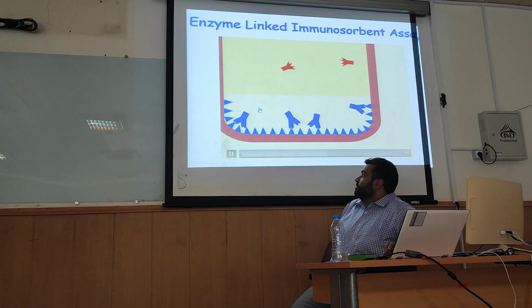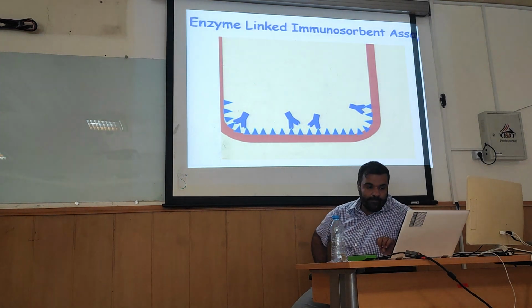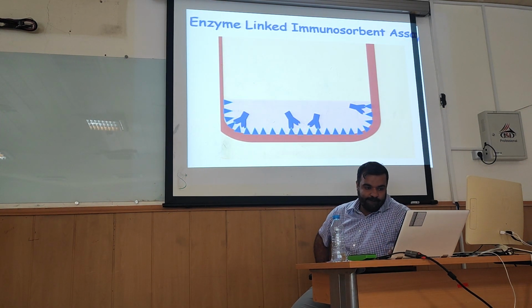Wells are then washed out to remove all unbound antibodies. Next, a solution of an animal antibody against human antibodies is added. This second antibody is covalently conjugated to an enzyme. The wells are washed again, this time to remove any unbound enzyme-conjugated antibody.